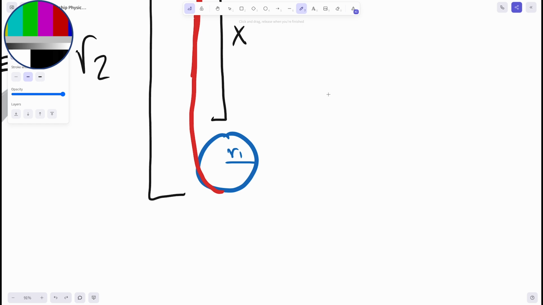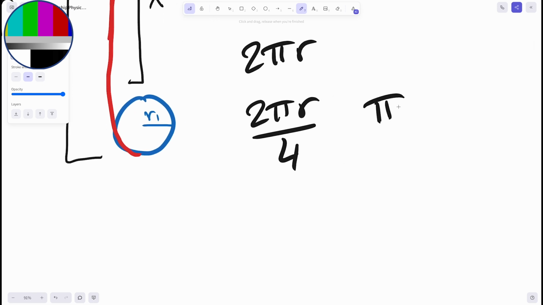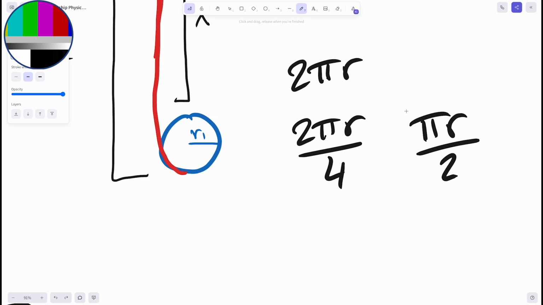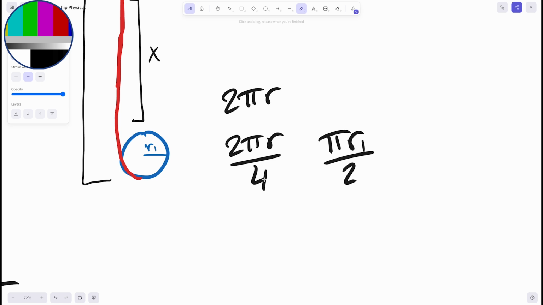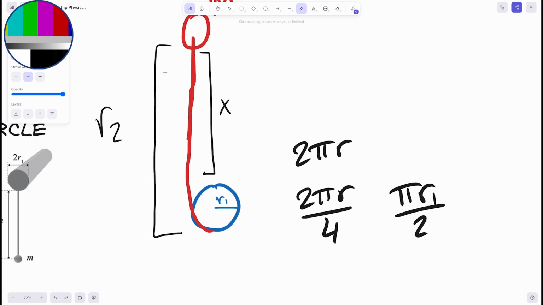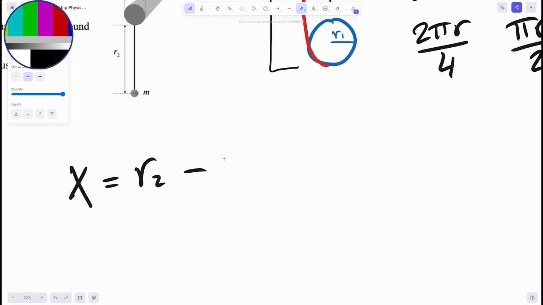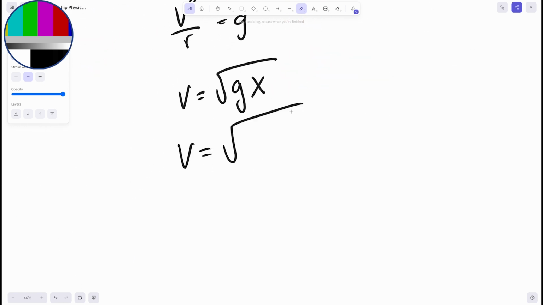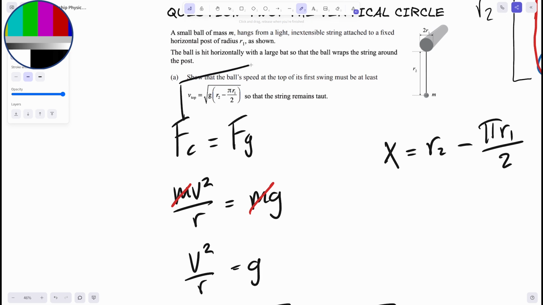The circumference of a circle is 2 pi r, and therefore 1/4 of that is 2 pi r over 4, or pi r over 2. The radius of this is r1, and so that's pi r1 over 2. And therefore our x value is our r2 minus our pi r1 over 2. Subbing that in, we get the equation that we are trying to find.